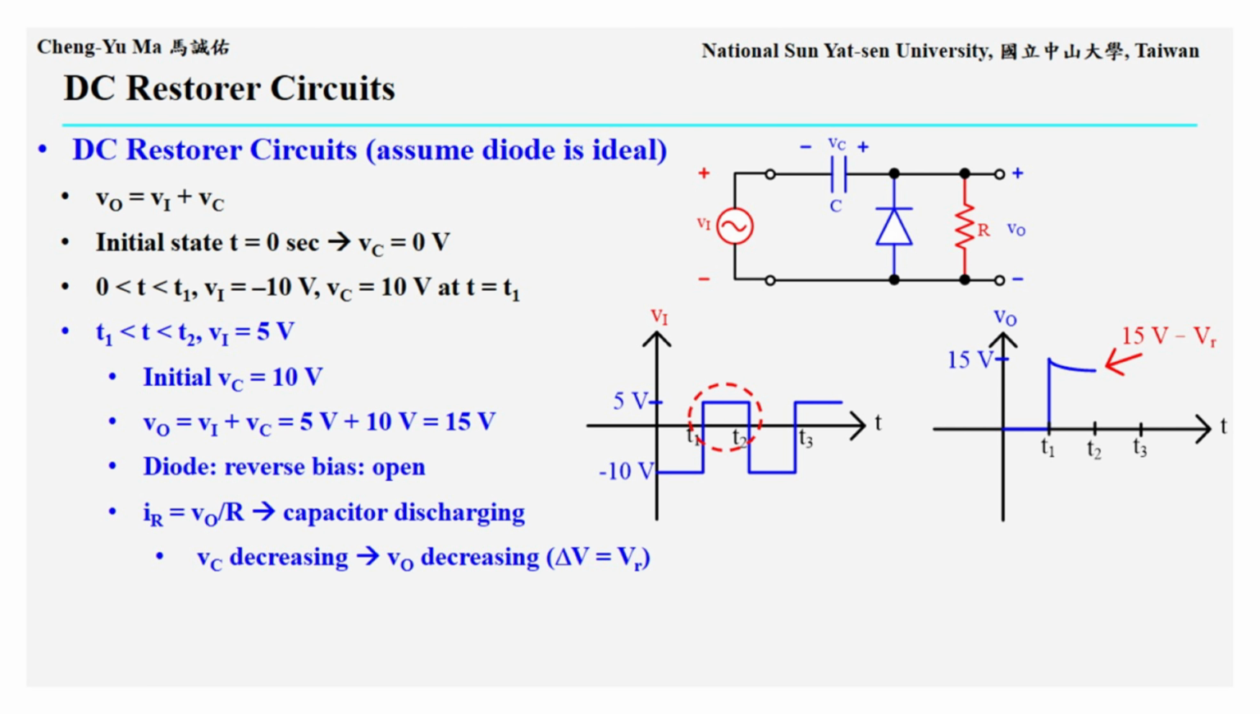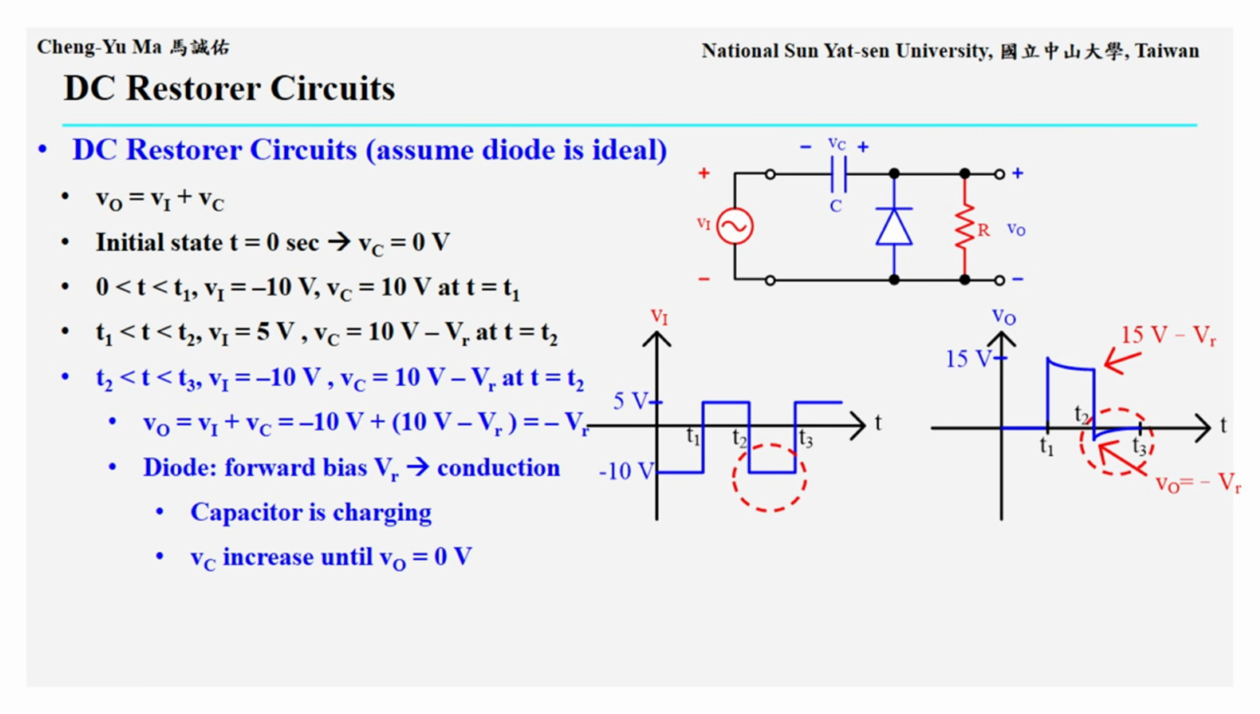This current provides a discharge path for the capacitor. As the stored charge in the capacitor decreases, Vc also decreases with time. By the time T reaches T2, the capacitor voltage has dropped by Vr, so the output voltage becomes 15 volts minus Vr as shown in the waveform.